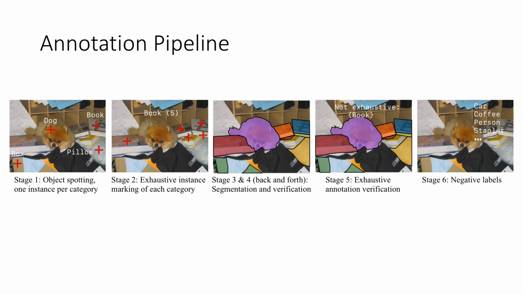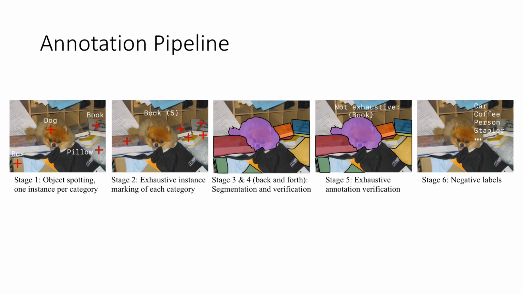To collect this type of federated dataset, we used a custom 6-stage annotation process. It starts with the object spotting game I showed you earlier, in which objects are spotted in stage 1, and then all instances of spotted objects are labeled in stage 2. Then, in stages 3 and 4, we perform instance segmentation and quality verification, going back and forth until all instances have been segmented up to a certain level of quality.